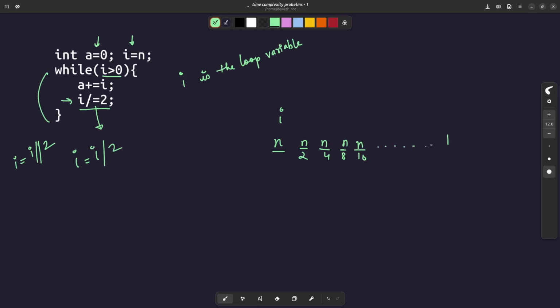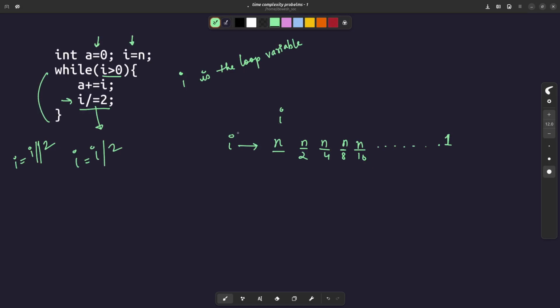Keep going up to 1. So at the end, you will reach 1. This is the series. These are the valid values of i for which the while loop is running. If we are able to find how many terms are there in this series, then we can say, okay, if these are the valid values of i, and let's say there are x terms in this series, then this means the while loop runs x times.